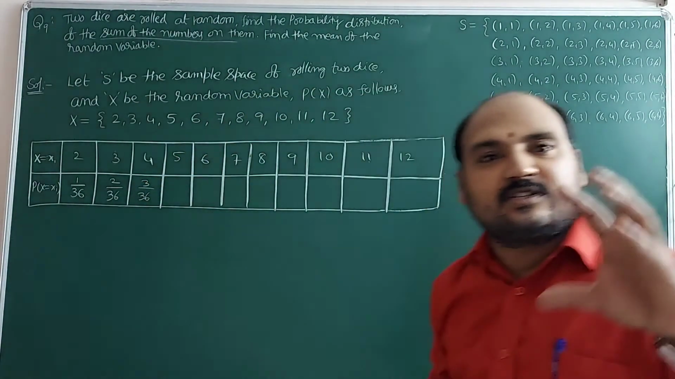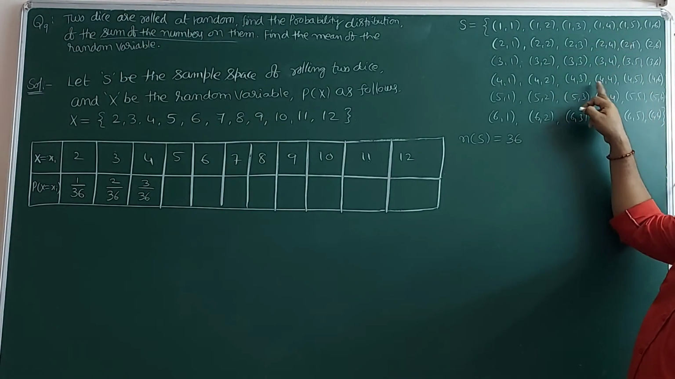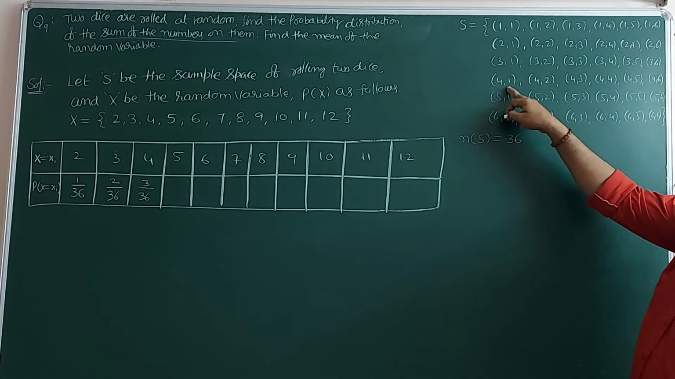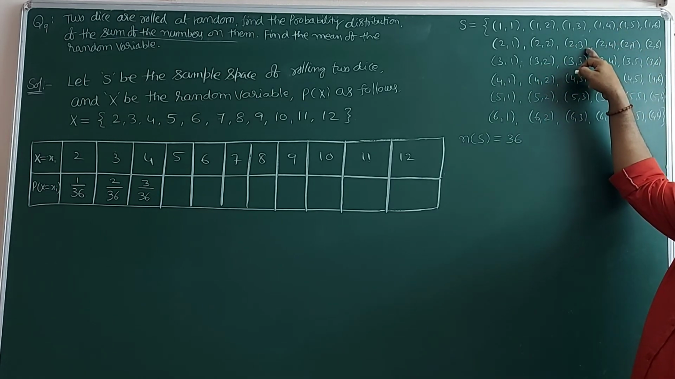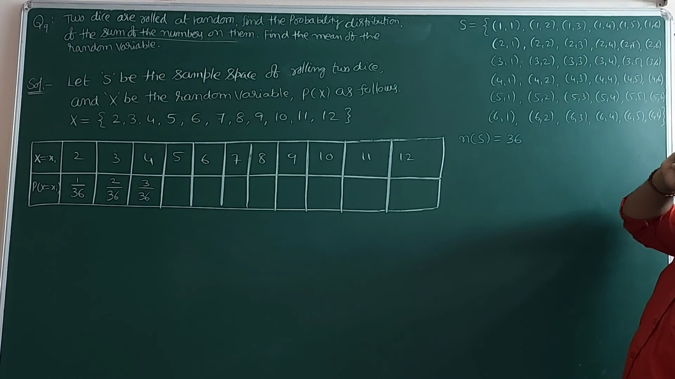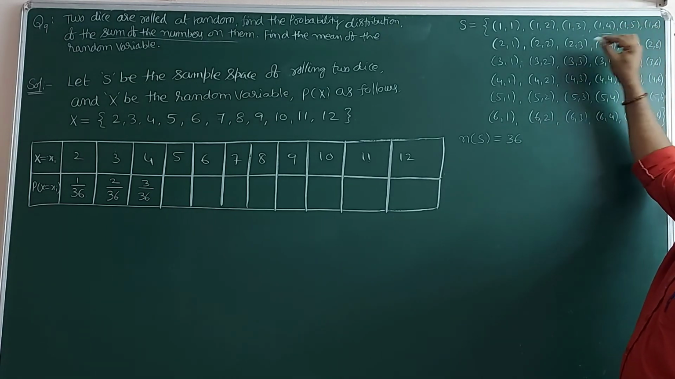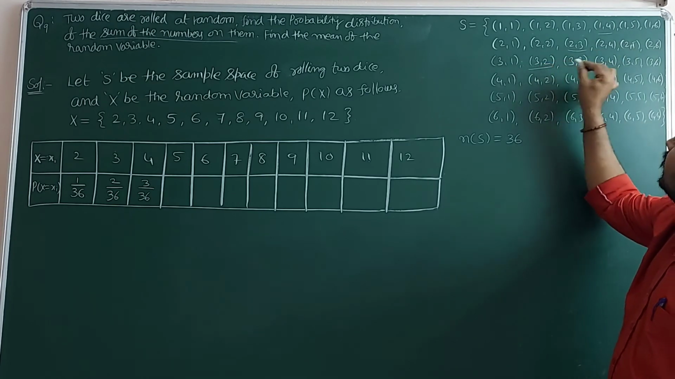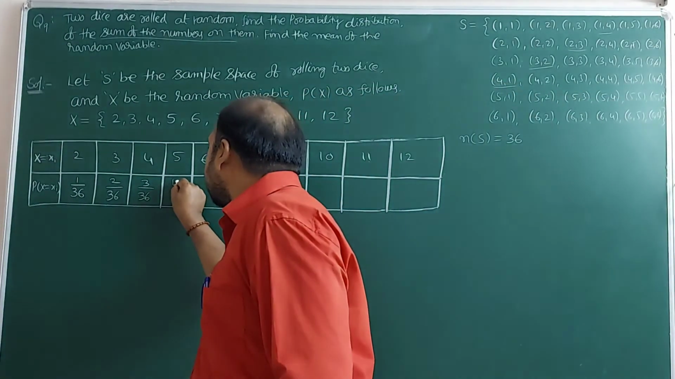Next, the sum of the numbers is 5. 1 plus 4, 4 plus 1, 2 over. 3 plus 2, 2 plus 3, so 4 over. Next, this one, this one, this one, this one. So only 4 are there, 4 possibilities. So 4 by 36.